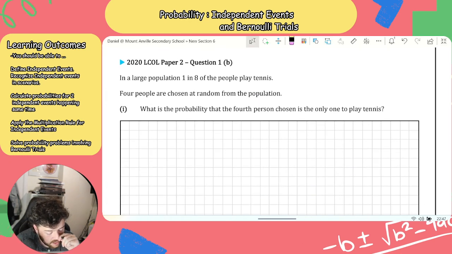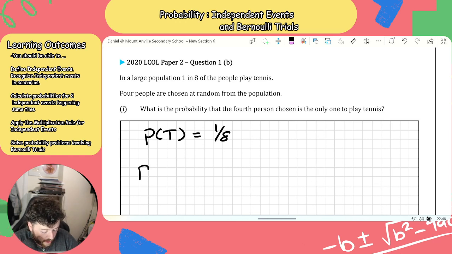Right, in a large population, 1 in 8 of the people play tennis. 4 people are chosen at random from the population. What's the probability that the 4th person chosen is the only one to play tennis? So this is from the 2020 Leaving Cert paper, paper 2, question 1. In a large population, 1 in 8 people play tennis, so the probability of playing tennis is 1 in 8.